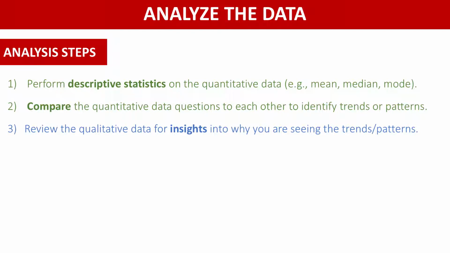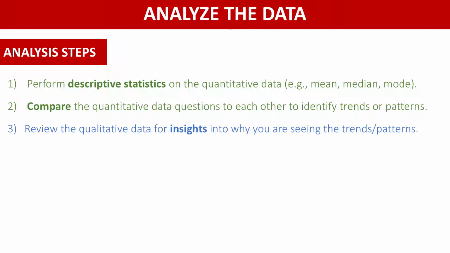After you summarize the raw data, either using tables or visualized graphs, then we move into the analysis part. There are 3 basic steps to data analysis. The first is to perform descriptive statistics on that quantitative data. Things like what is the mean or the average? What's the median? What's the mode?